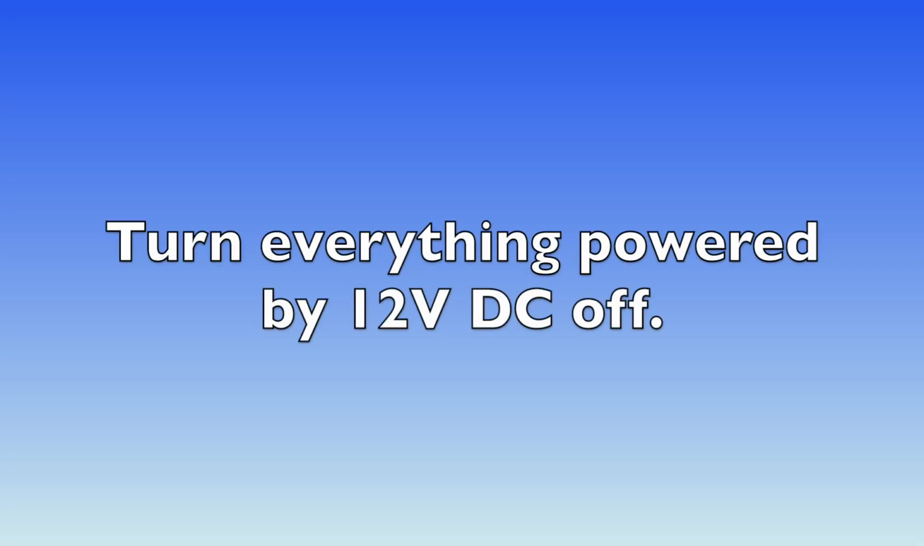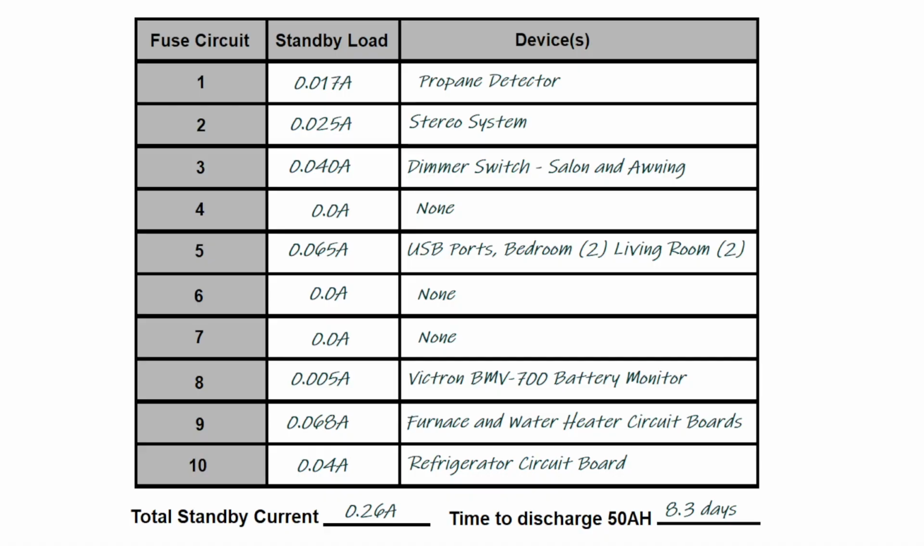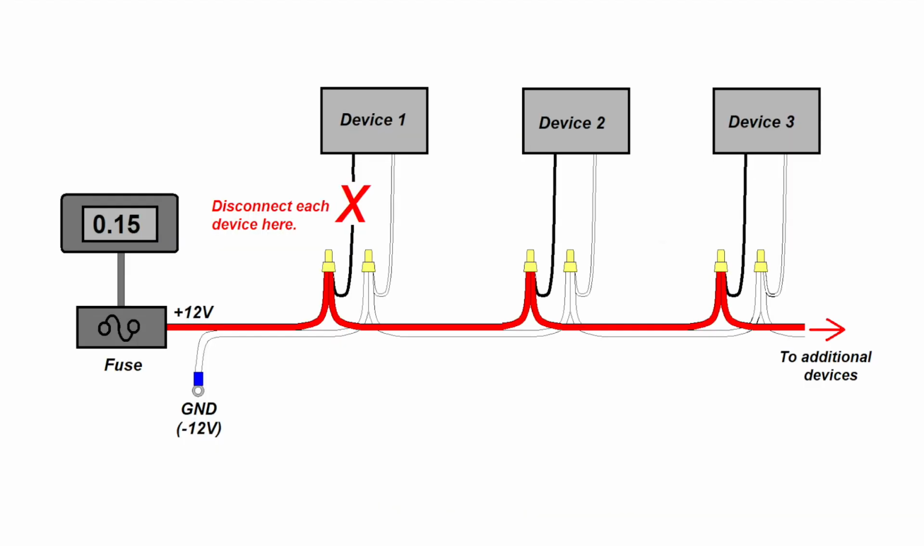Turn every 12-volt DC powered load off in the RV, at least the normal switched loads like lights, radio, antenna amplifiers, and so on. Then go to the fuse panel and test each circuit. This, of course, requires removing the fuse for each circuit, then measuring the standby current using one of the methods shown previously. Note that not all circuits will show standby current. While determining the standby load is fairly easy, determining which loads have standby current may not be so easy.